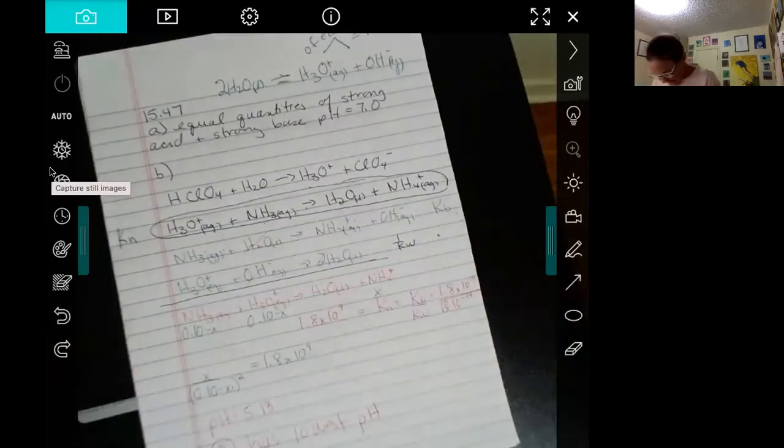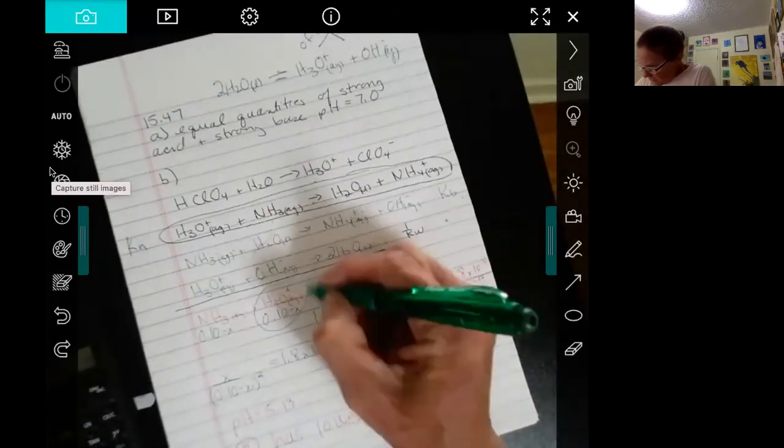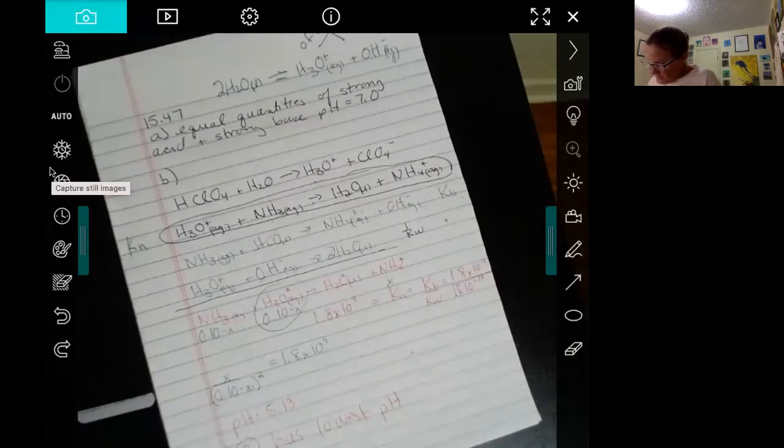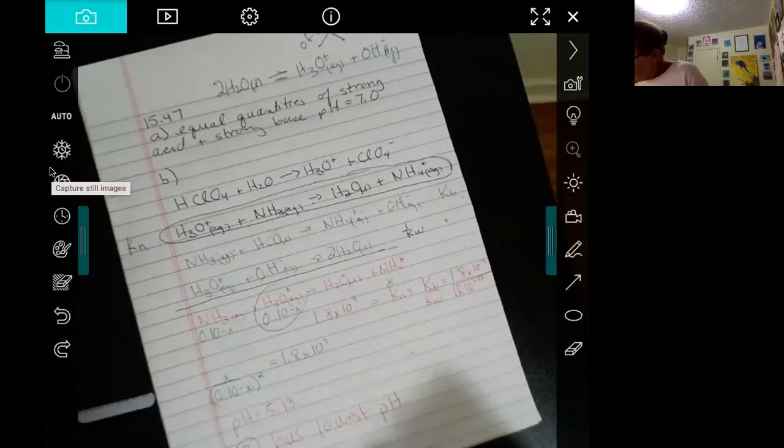Right, I better go through that. Let me grab my calculator. So the X in that case is going to be how much it dissociates. So to find the H3O plus, I have to take the difference. I know I solved that. Why didn't I write down what I got for X?